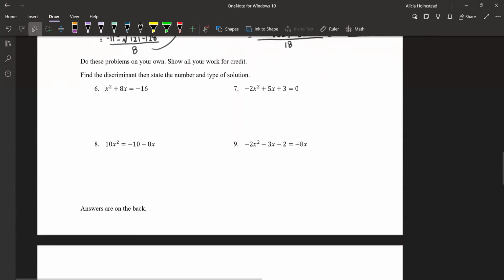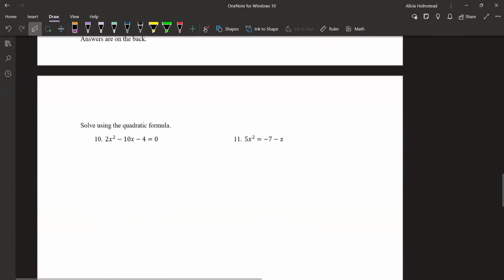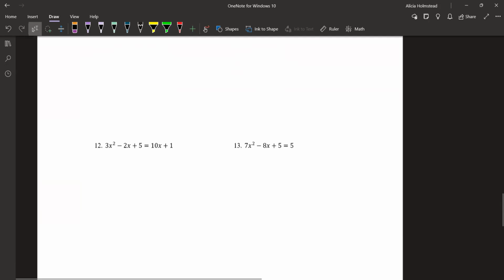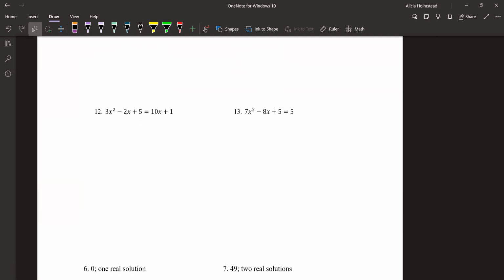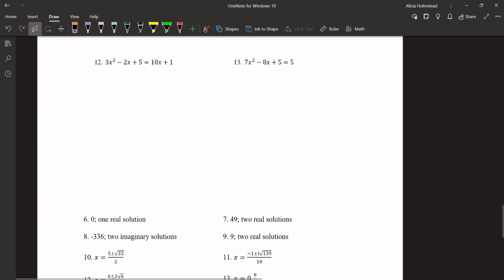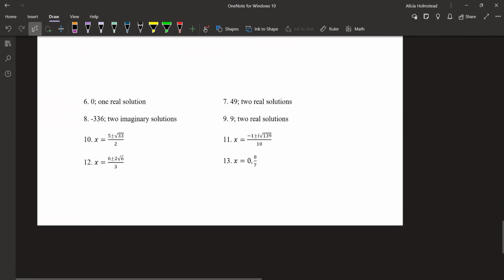The rest you can do on your own. 6, 7, 8, and 9 are about finding the discriminant. 10, 11, 12, and 13 are on the back of your paper, and they're about solving using the quadratic formula. I do want to point out one thing. On some of the papers that I printed, this answer was wrong. So just go ahead and check and make sure that the answer to 13 is this. x equals 0 and 8 over 7. That is the correct solution to number 13.